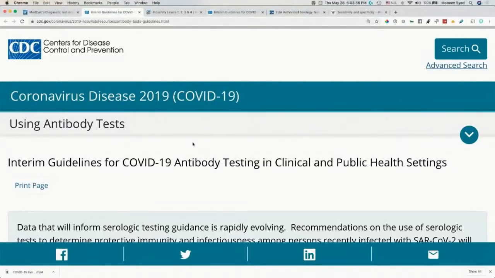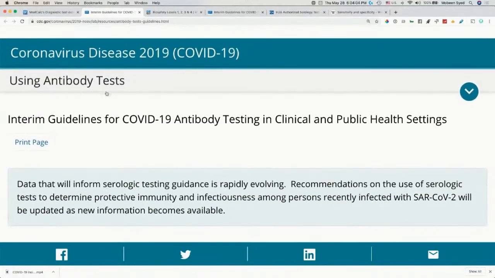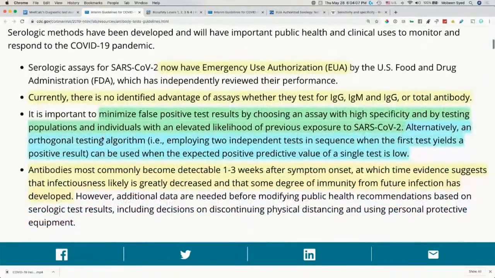So here is the article by CDC. And I have already put the links in the description so you can see them. The article here is using antibody tests. And I have made it a little bit bigger to go over this. So before we go over the article itself and see what they have done, let us look at this.